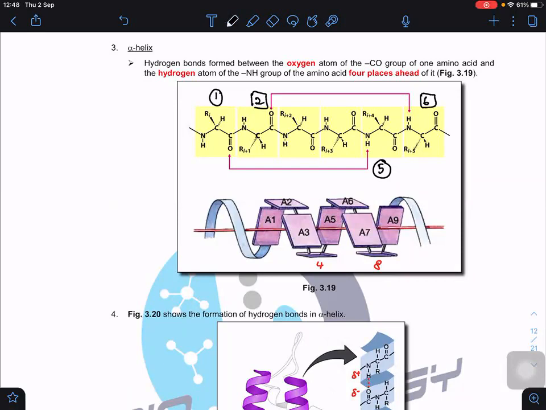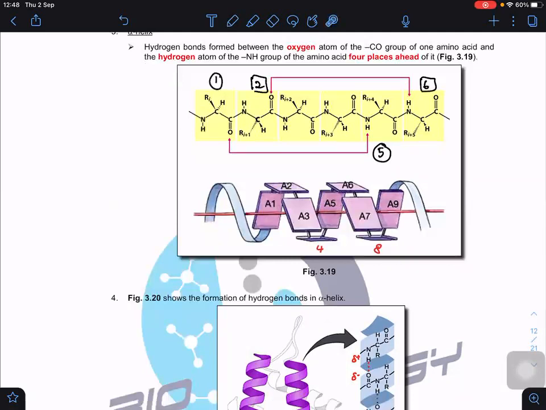So it means that you're going to form a very, very precise turn every 4 amino acids. If I put it in this structure, you can see that amino acid number 1 and amino acid number 5, when you fold it, are always together. Number 2 and number 6 always together. Number 3 and number 7 always together. Number 4 and number 8 always together. So therefore, hydrogen bonds can be formed.